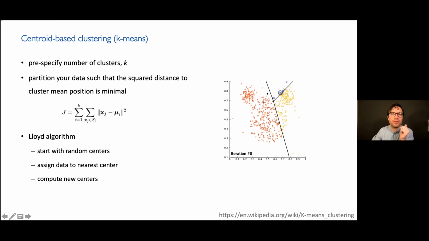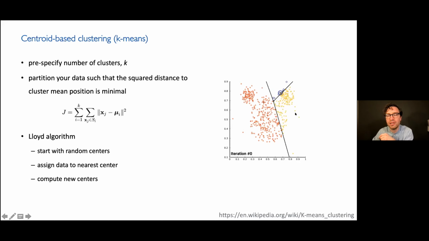So how do you get this partitioning of your data? One way would be the Lloyd algorithm. You start with random centers that you place somewhere. This is an example taken from Wikipedia. There's a center here, a center there, and a center there.